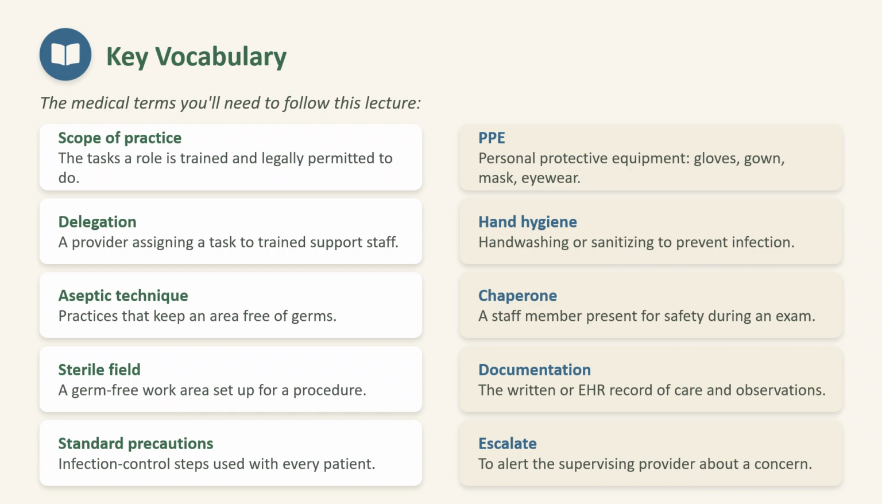Here are the medical terms that you need to know to understand this lesson fully. Take a moment to look them over. We'll use each of them as they come up on the slides ahead, so don't worry about memorizing the definitions right now. Just get familiar with the words. Take some time to pause the video to take your notes.